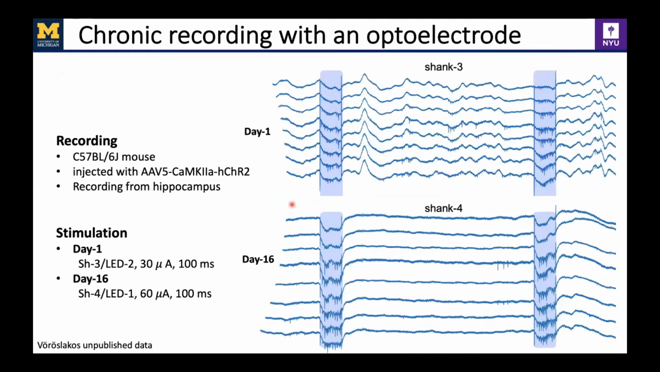And then we also implanted these electrodes in chronic animals. Here you can see the day 1 recordings, the light-evoked response on Shank3, and then the day 16 recordings with a much higher intensity stimulation and the evoked response on Shank4.